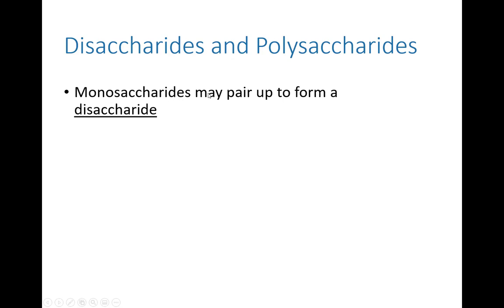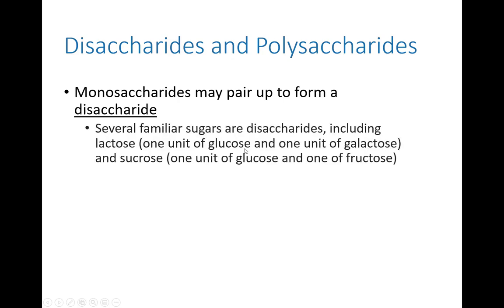Monosaccharides can combine to form what we call disaccharides. And many of these are familiar, including perhaps the sugar you use the most, which is sucrose. Sucrose contains, for example, glucose and fructose units bonded together. Lactose is familiar from milk, and lactose contains glucose with galactose. Another one is called maltose, and that contains 2 units of glucose combined together.